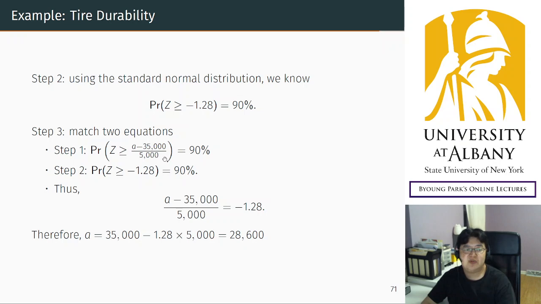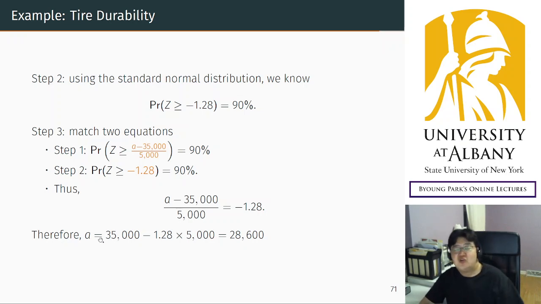This guy should be the same as this guy, right? So write down the equality, and then it is easy. You can solve it for A. So multiply 5,000 on both sides, or move the denominator to the other side, and then add 35,000 on both sides to cancel out this. And then in the end, you will get this. That is your answer, right? So remember, we are matching these two guys, and in the end, we get this.